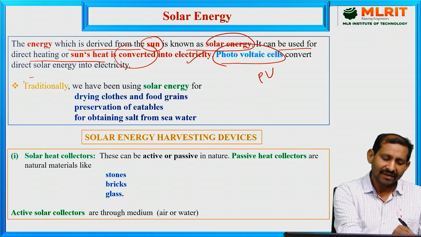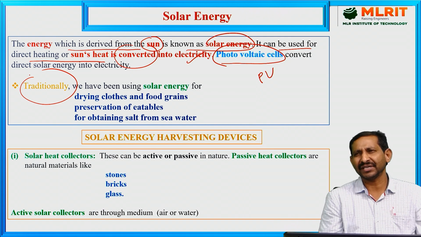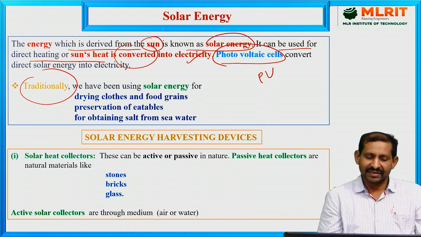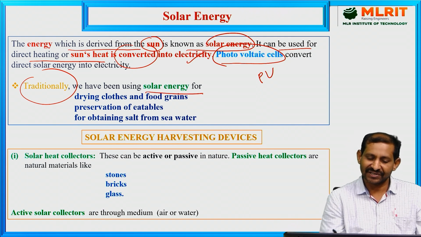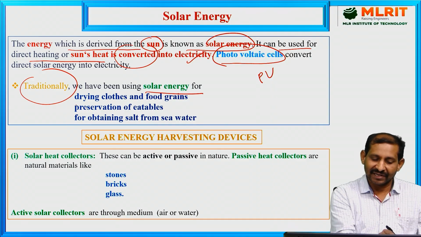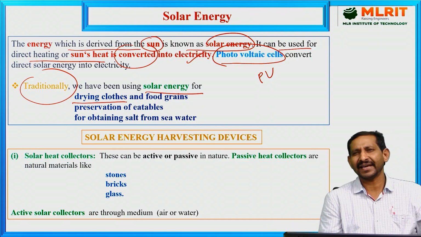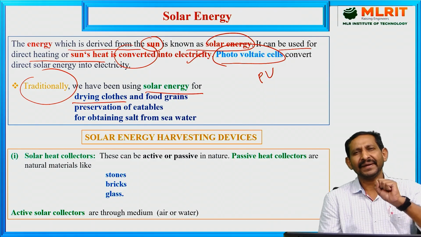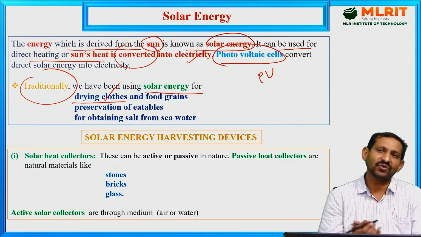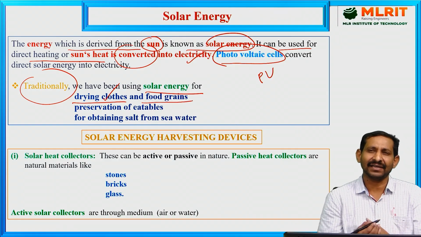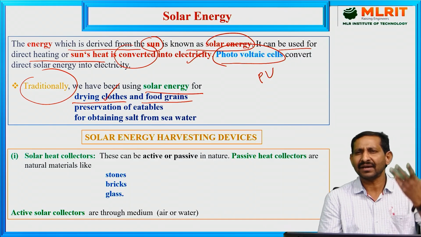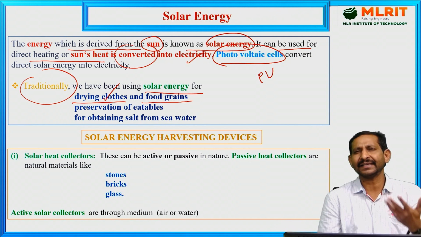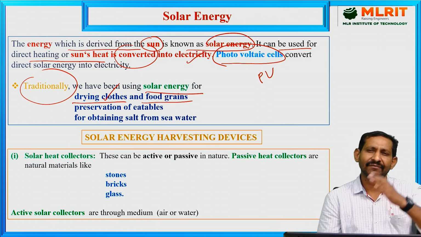Traditionally, with or without knowing, we use solar energy for our daily purposes, such as drying clothes. Solar energy is directly used for drying clothes, where clothes containing moisture or wet will be dried. Also food grains drying: after agricultural harvesting, the food grains will be dried. The only source is the sun's energy, which takes the moisture from the food grains and dries them.